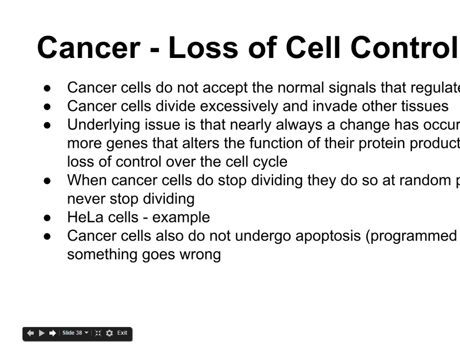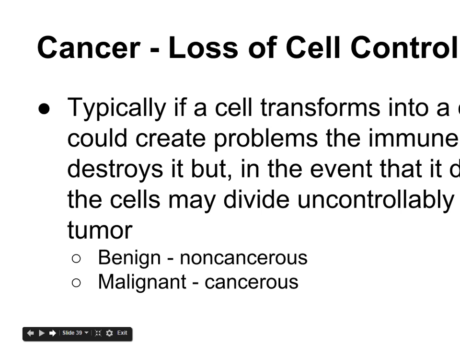Cancer cells also do not undergo apoptosis, or programmed cell death, when something goes wrong. So normal cells, if something goes wrong in the cell, it kills itself. It's what we call programmed cell death. It's designed to die. But with cancer cells, oftentimes there's something wrong with them, but they don't die when they're supposed to die, and so they overproduce and they create tumors.